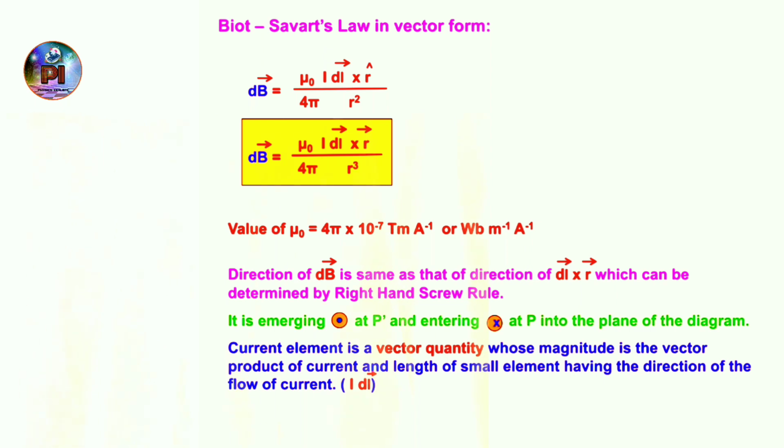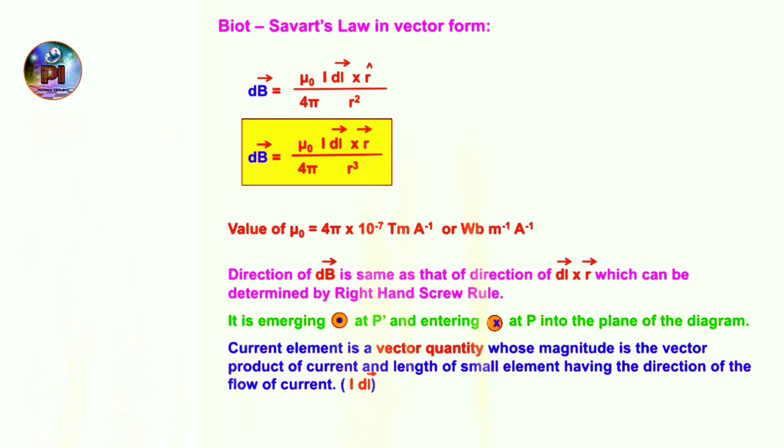You can see the figure on the board here. If we hold the current carrying conductor in our right hand in such a way that the thumb points in the direction of current, then the direction of curling of the fingers will point in the direction of the magnetic field lines. So this is the right hand thumb rule. Already you have learned about it in the earlier class. It's quite simple. Here the blue circle represents the direction of magnetic field, which is anti-clockwise in this case.